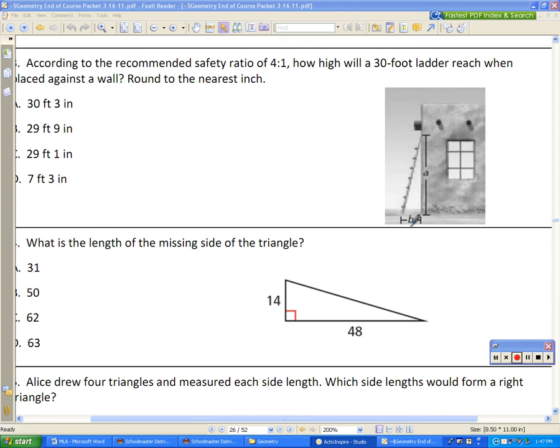So this squared down here is obviously x squared. What is 4x squared? In other words, what is 4x times 4x? 16x squared. Don't forget you have to square the 4 as well. And 30 squared is 900. Okay? Well, what's x squared plus 16x squared?